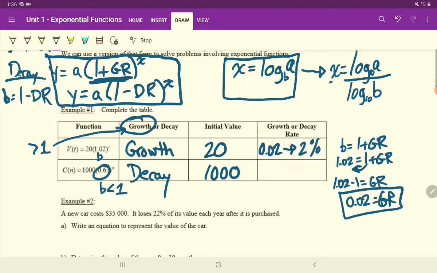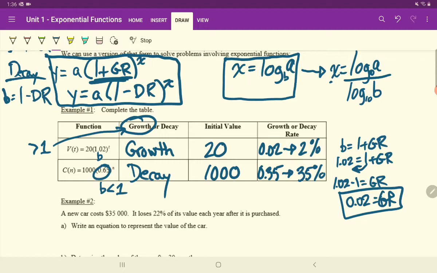Now, to find your decay rate, just do 1 minus 0.65 in our case here. So there's your 0.65. Do 1 minus 0.65. Okay, and so your decay rate is 0.35. Or in terms of percentage, 35%, right? Multiplied by 100.